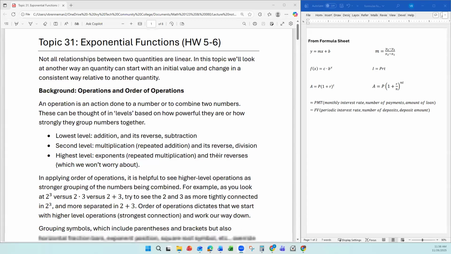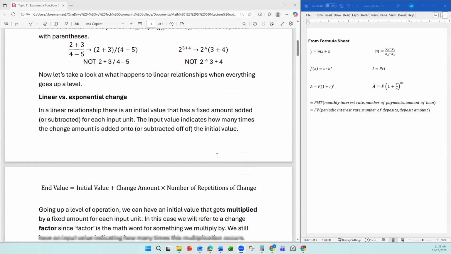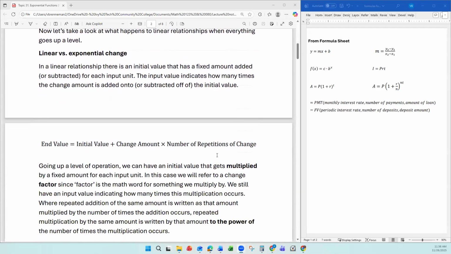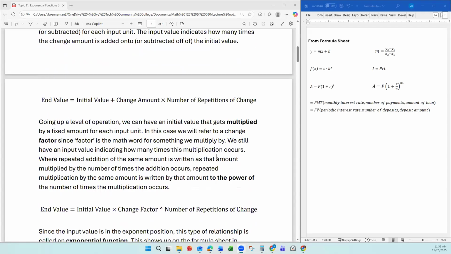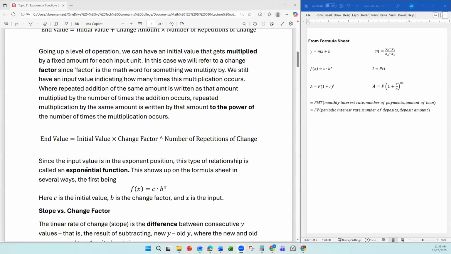So there's some information here about how operations work, the order of operations, and then we're looking at linear versus exponential change, where essentially we're going up a level from that linear relationship where you have an initial value plus a change amount, that then the change amount is multiplied by the number of repetitions because we shortcut repeated addition with multiplication. Then we have what's called exponential relation, where we have an initial value that gets multiplied by something.